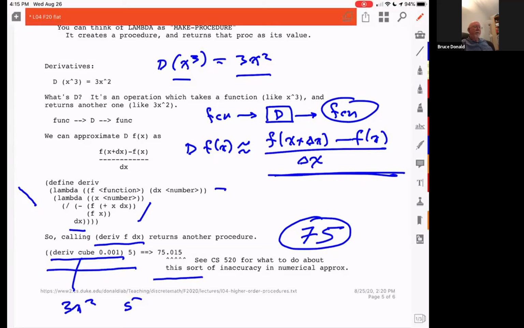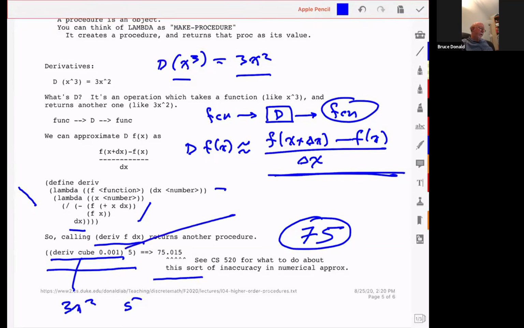It's not exact until you take the limit. So you can expect that if you put in a smaller delta x, the error in the approximation is going to go down, never completely go away, so you take the limit. But still, it's a decent numerical approximation to a derivative. Okay.